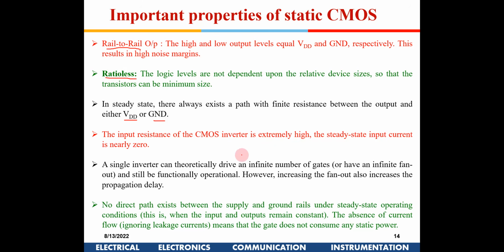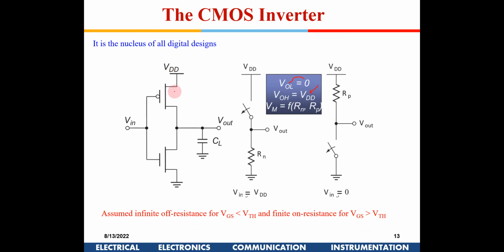So in steady state, no input current is required. To drive this inverter, there is no input current. Similarly, there is no direct path between supply and ground under steady state operating conditions. That means only during transient operation is there a path between VDD and ground. Otherwise there is no path. One of the switches is always open, so there is no steady state current.